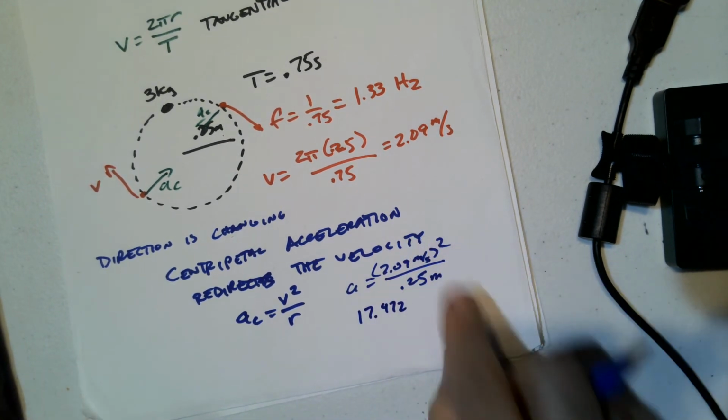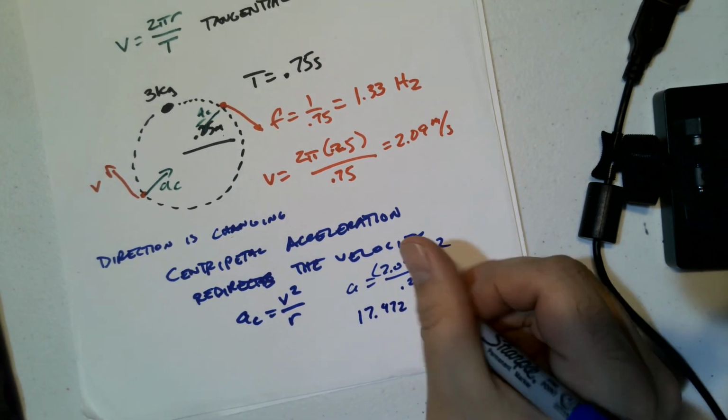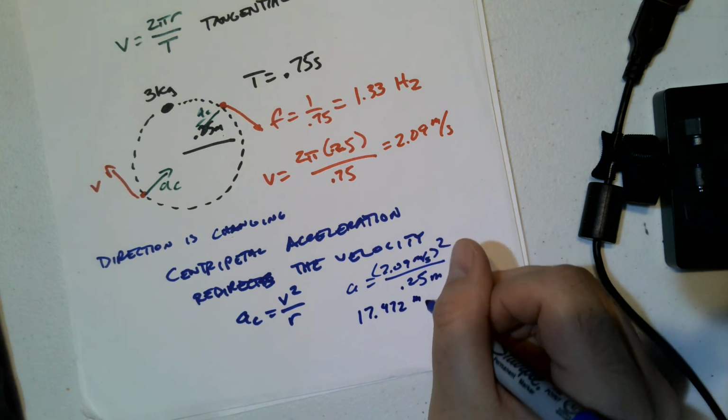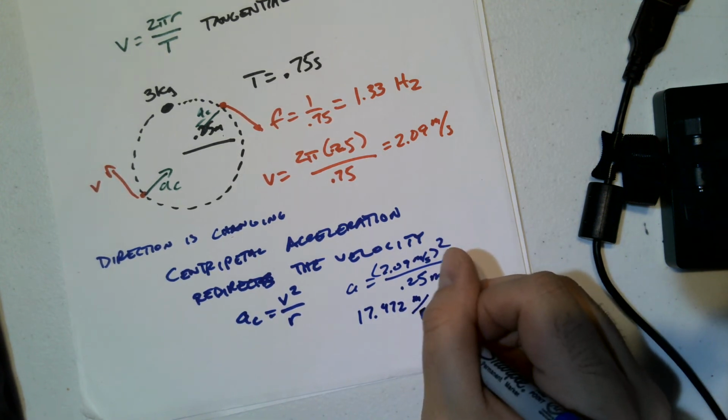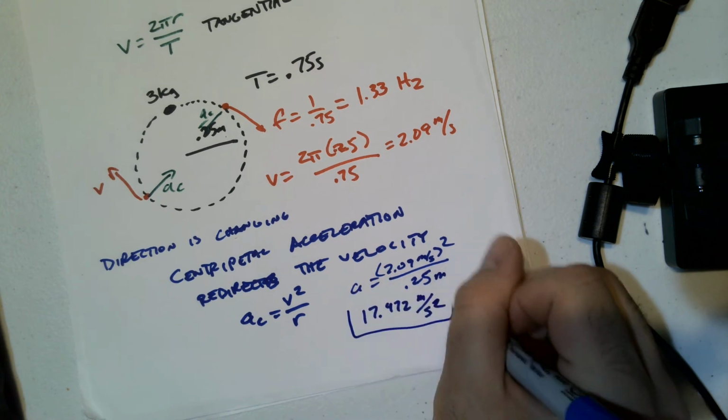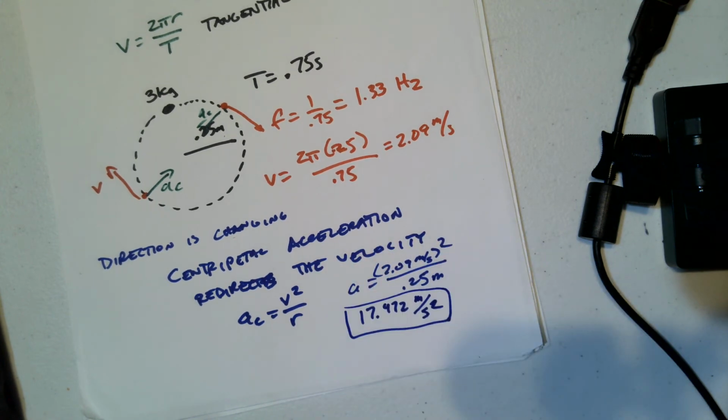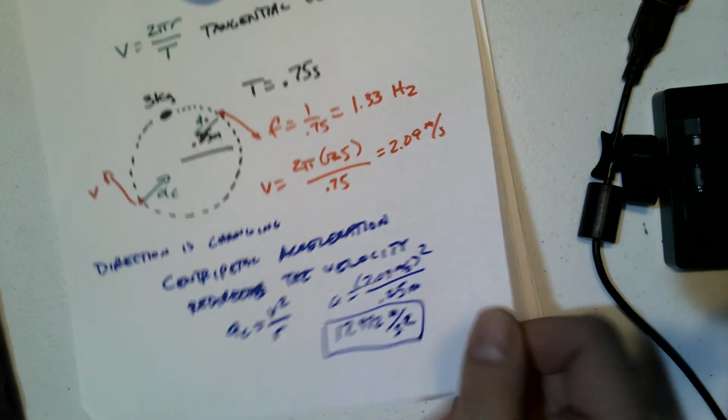17.472. And when you square this unit, it would be meters squared per second squared. But then you're dividing by meters, so one of those meters cancels out, and you just get meters per second squared. That's your centripetal acceleration, and it's not a rate of growth. It only describes how the direction is changing.